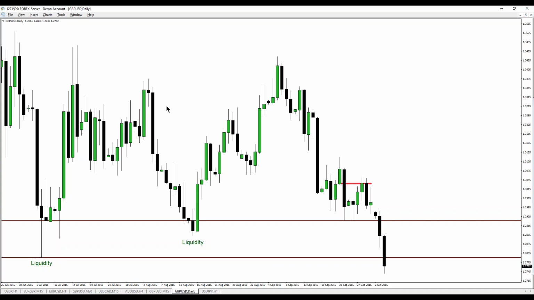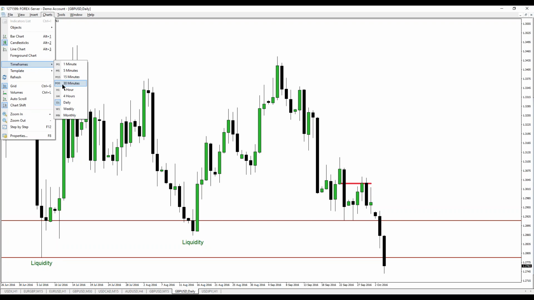So let's look at this real quick. Let's break it down, and I'll give you some examples on how you can go in and start looking for 6% setups. Let's go into an hourly chart.